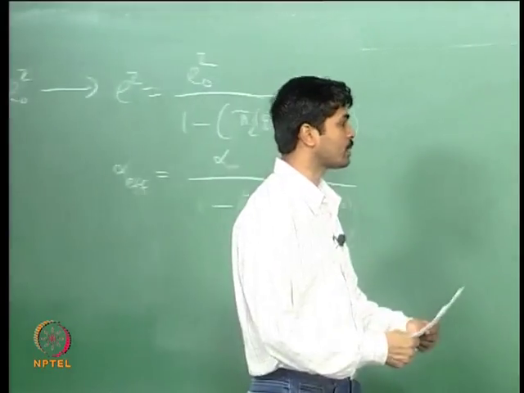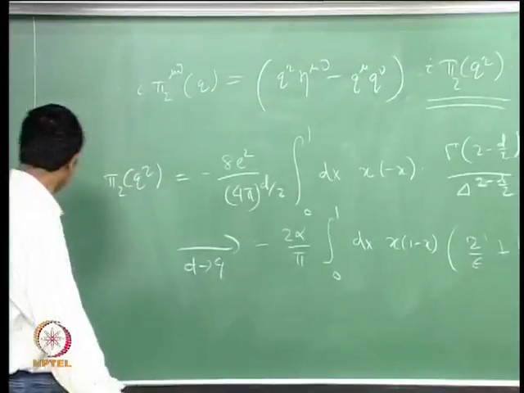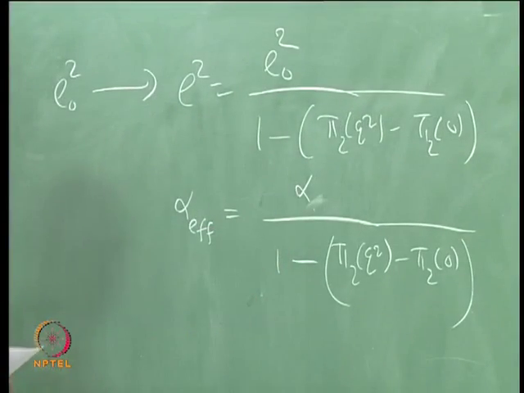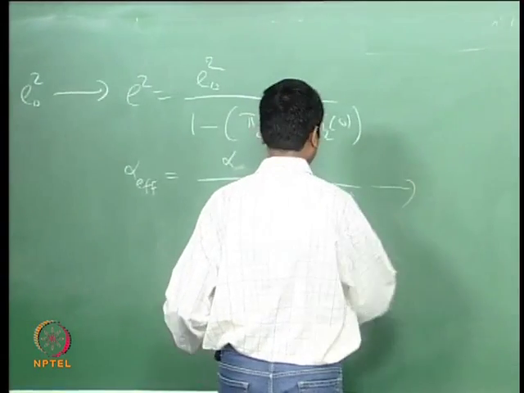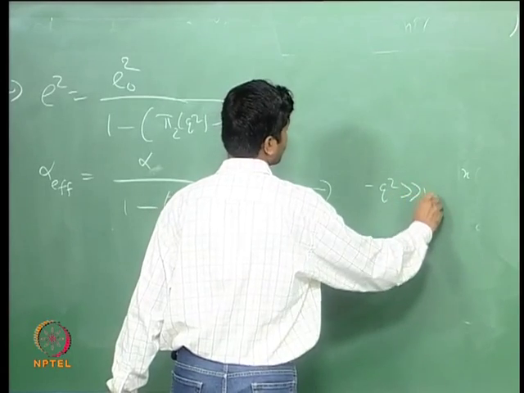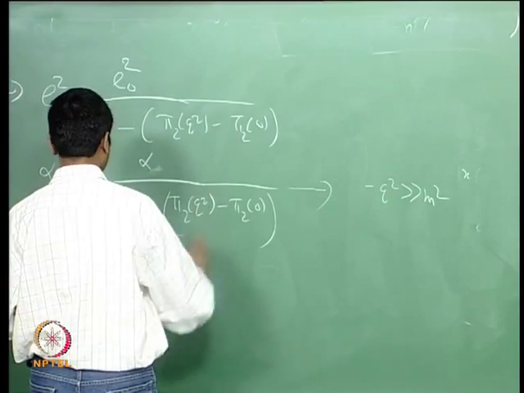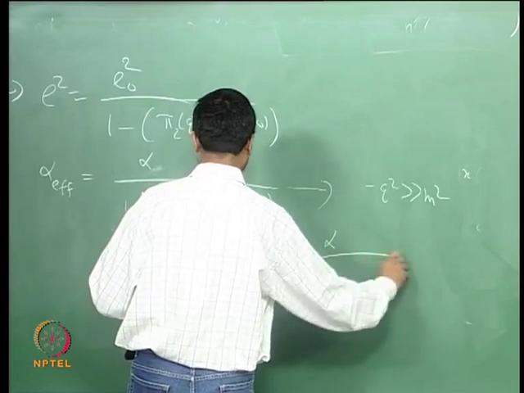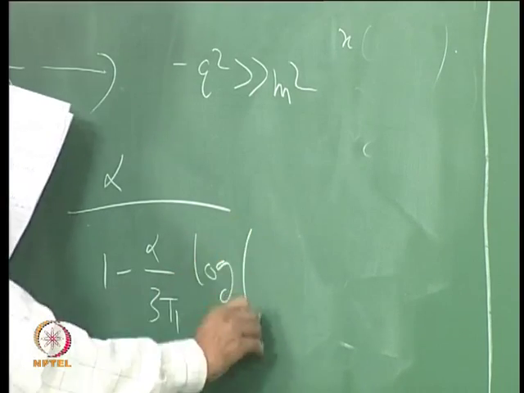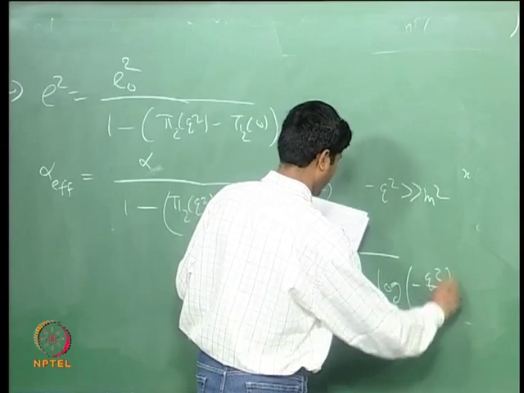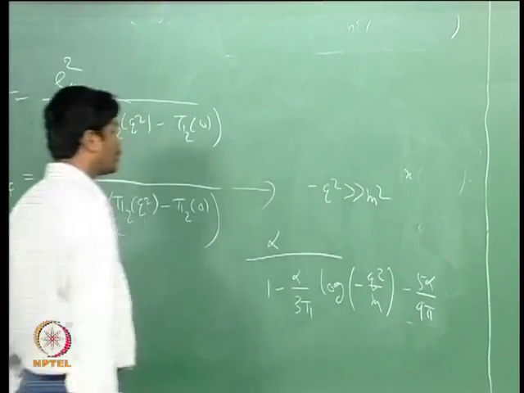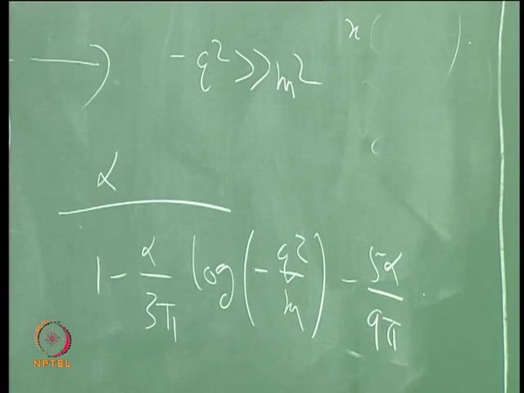And you can use this explicit expression for pi 2 of q square to compute the q square dependence of the fine structure constant. I will leave it as a homework to show that at a large q square, when q square is much greater than m square, the effective fine structure constant will simply be given by alpha divided by 1 minus alpha over 3 pi log minus q square over m square minus 5 alpha over 9 pi. So, you can see the q square dependence of the electric charge.